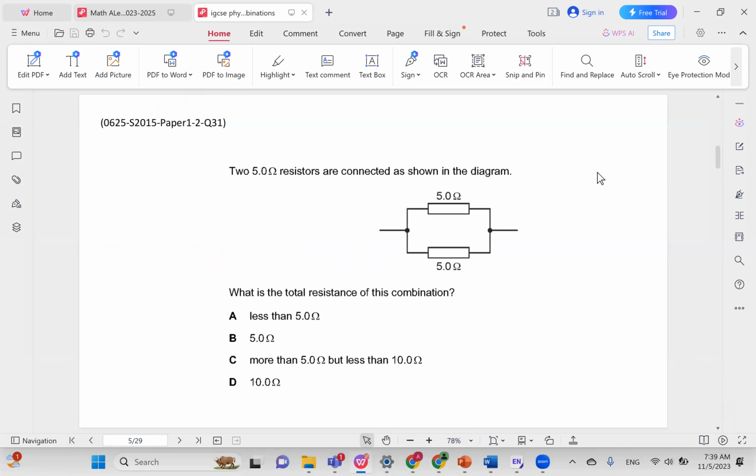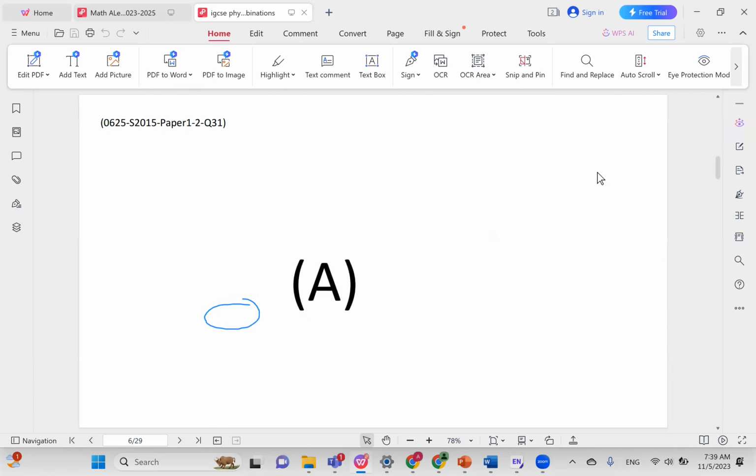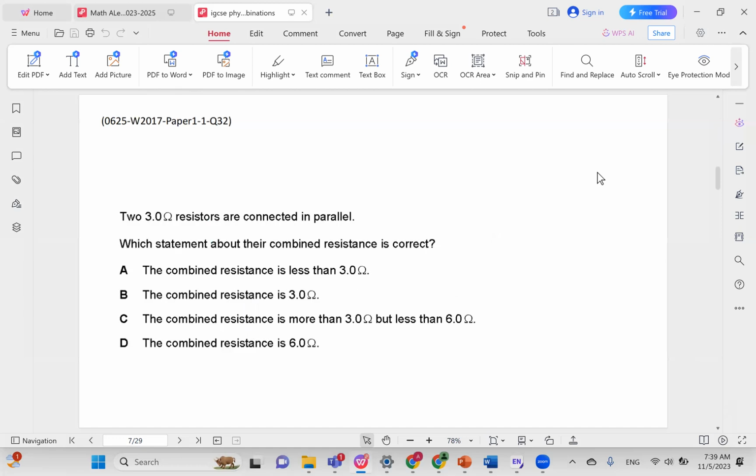This is a similar question. We have two 5 ohm resistors. What is the total resistance of the combination? Again, it has to be less than one of them. And if they have different values, it has to be less than the smallest one of them. So A here is the correct choice as well. Two 3 ohm resistors are connected in parallel. Which statement is correct? Of course, it is less than 3 ohms because I have 3 up and 3 down. So again, the combined resistance is less than 3 ohms.